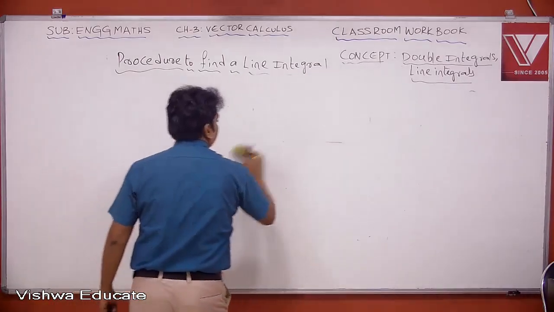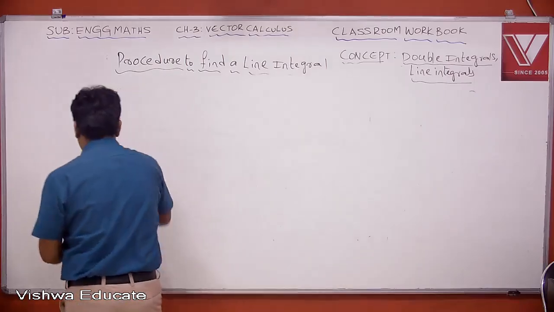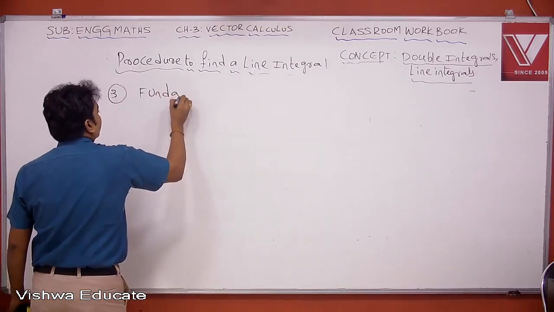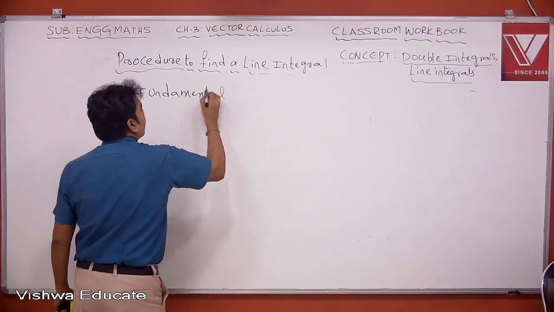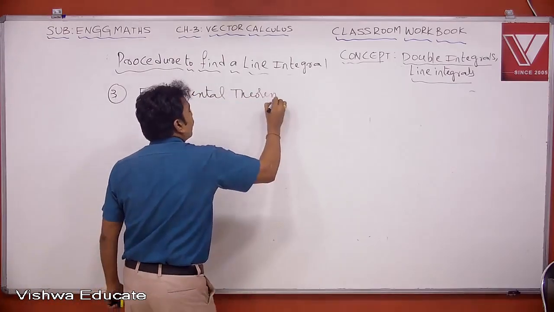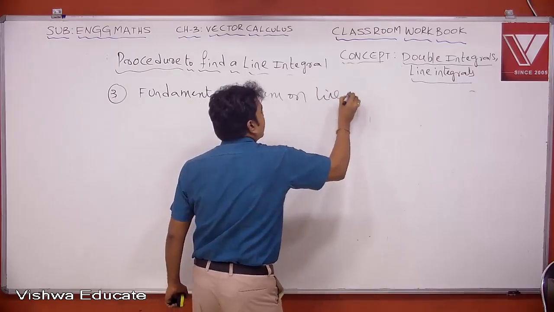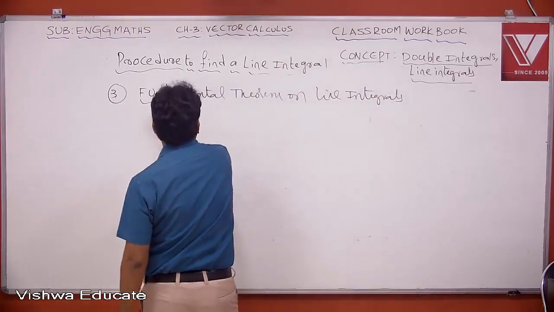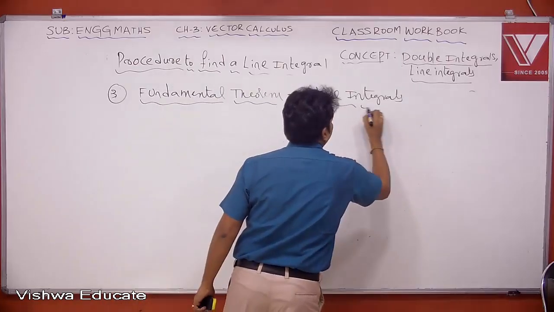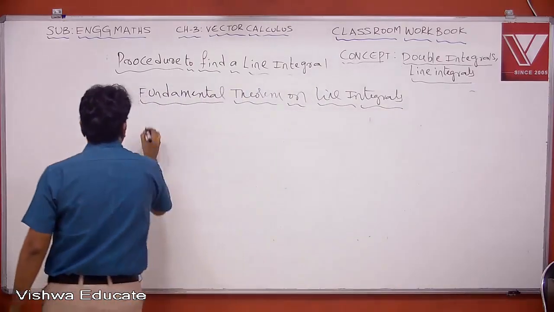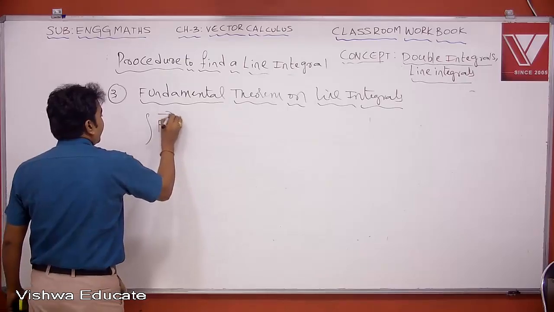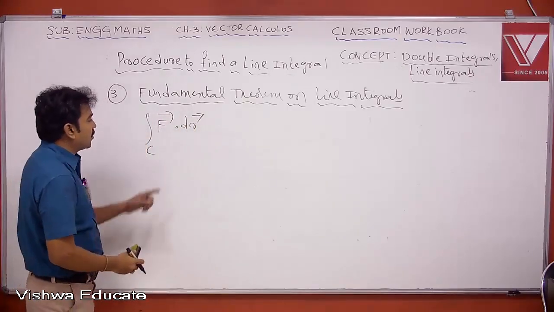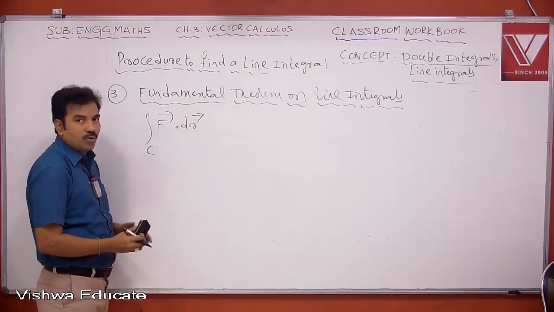Next, method 3. The name of method 3 is the fundamental theorem of line integrals. Suppose we need to find the integral of f bar dot dr bar over C. This is my task.